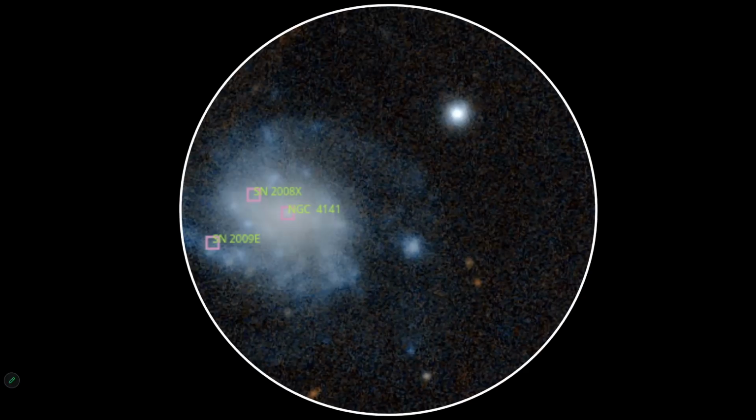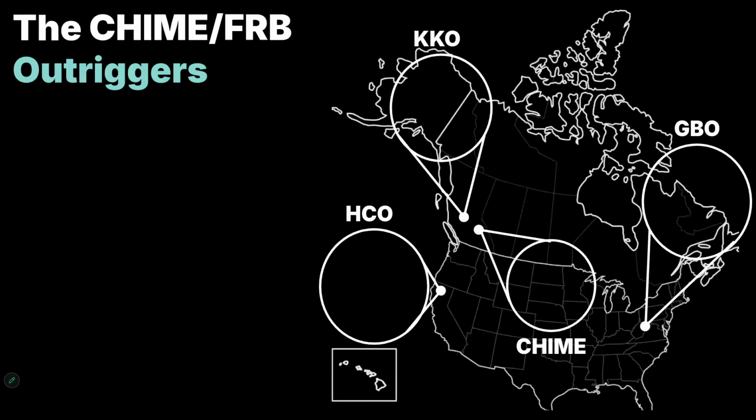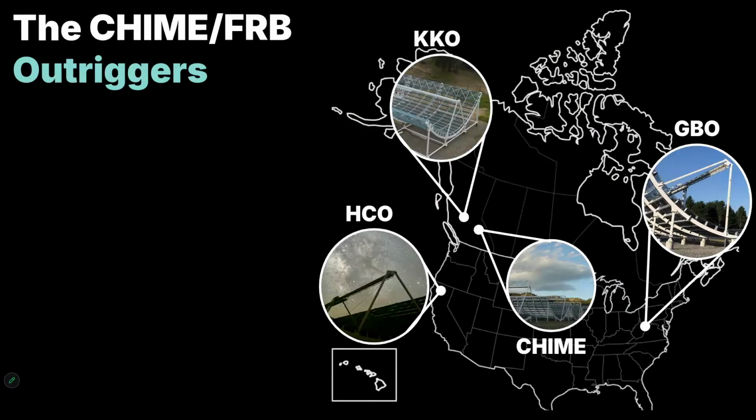And so to answer this, we have these telescopes which are built across North America. We have a telescope or two telescopes in British Columbia, one in Northern California, and one in West Virginia. And so using this separation across all of North America, we now go from an image that looks like this, where CHIME says, okay, this is where the galaxy is, to now suddenly pinpointing exactly where in that galaxy that burst is coming from.